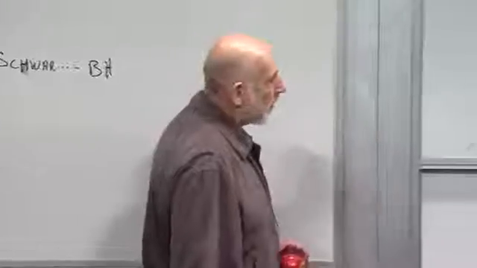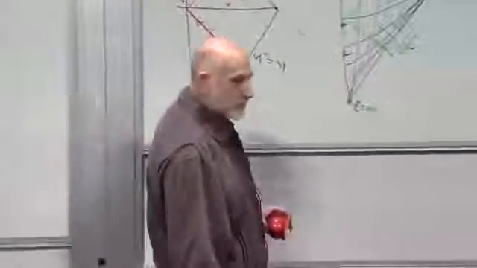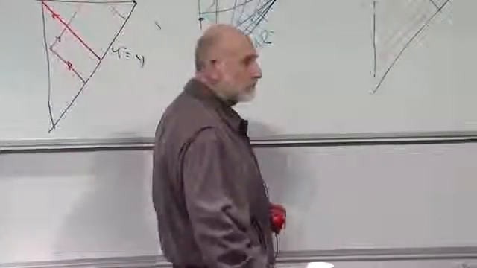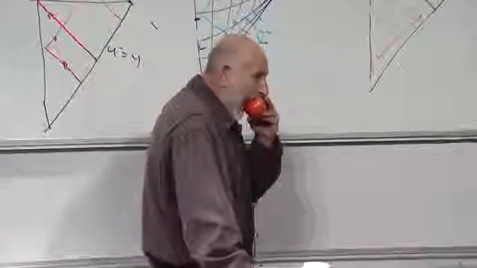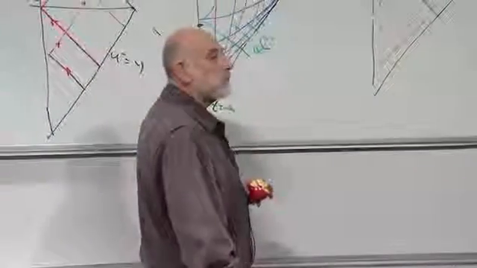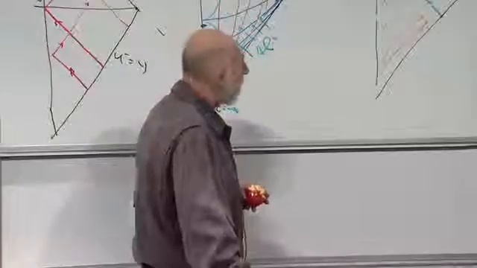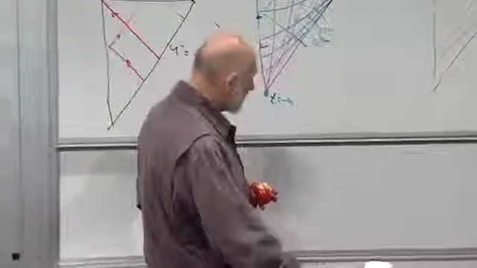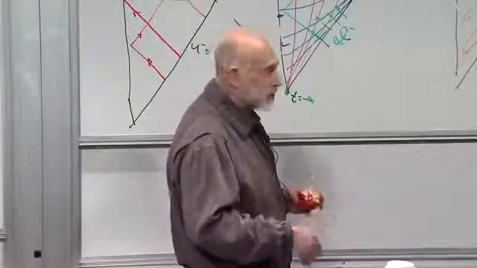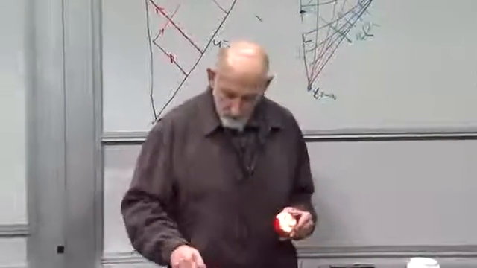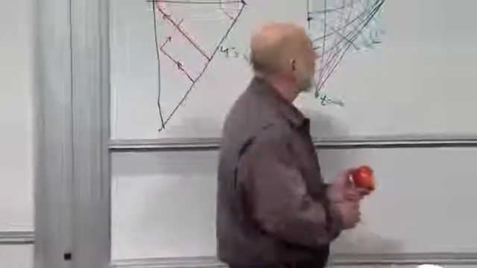Any questions about this? If you have a shell of matter like that collapsing, is there any kind of discontinuity when it crosses the Schwarzschild radius? Mm-hmm. No discontinuity. But we're going to put that in and see where it is. Mm-hmm. No, nothing special happens.